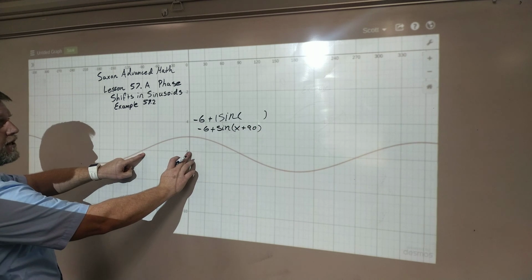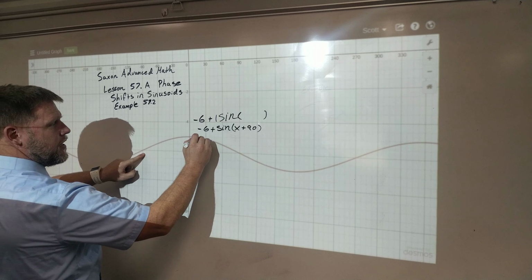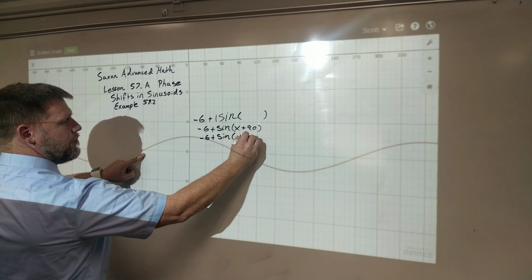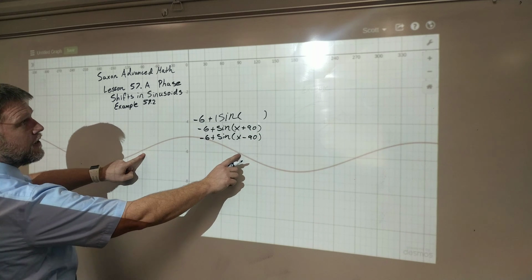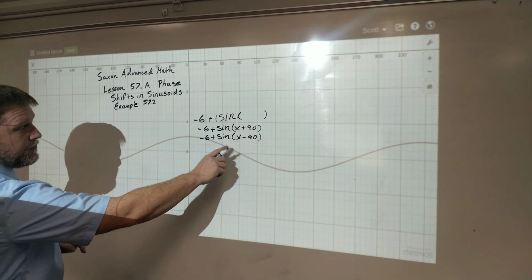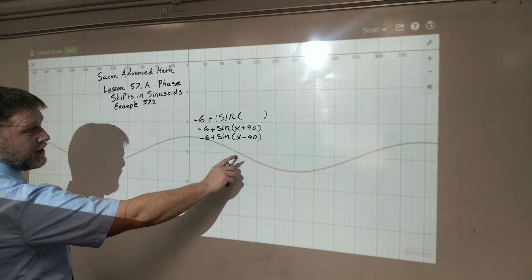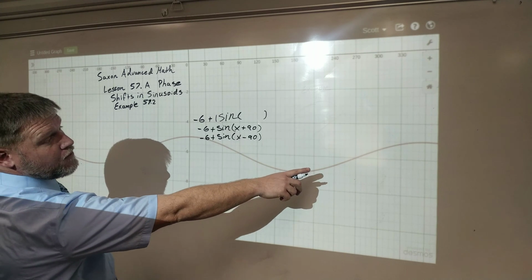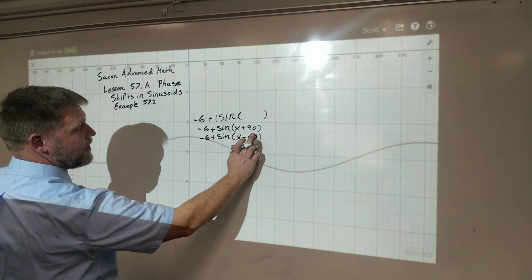Or I could look at it and say, look at this, is that over here, and I could say -6 plus the sine of x minus 90. And in this case, I'm sorry, that wouldn't be correct. It would be all the way over there when I get to my next positive, which means that it's going to be up at 270.